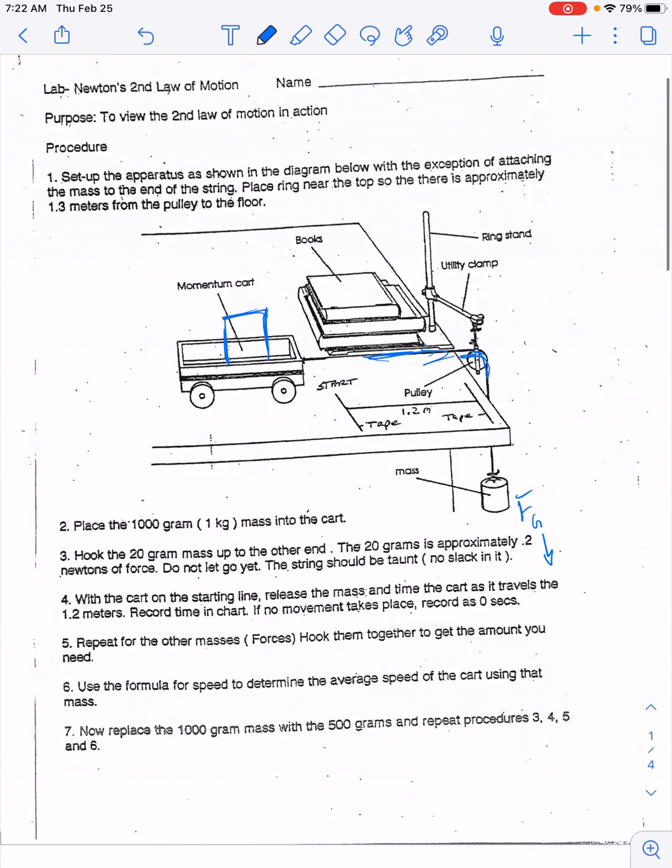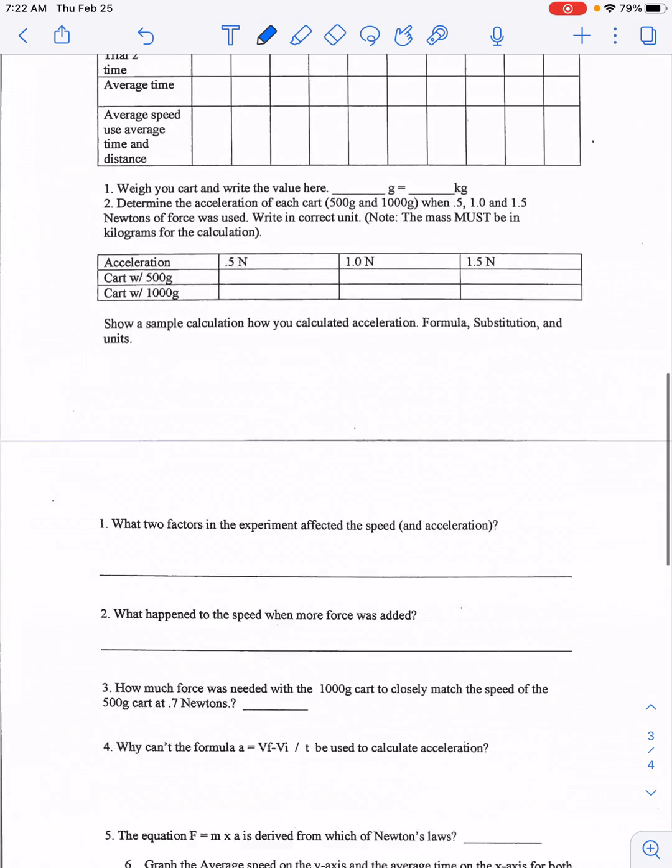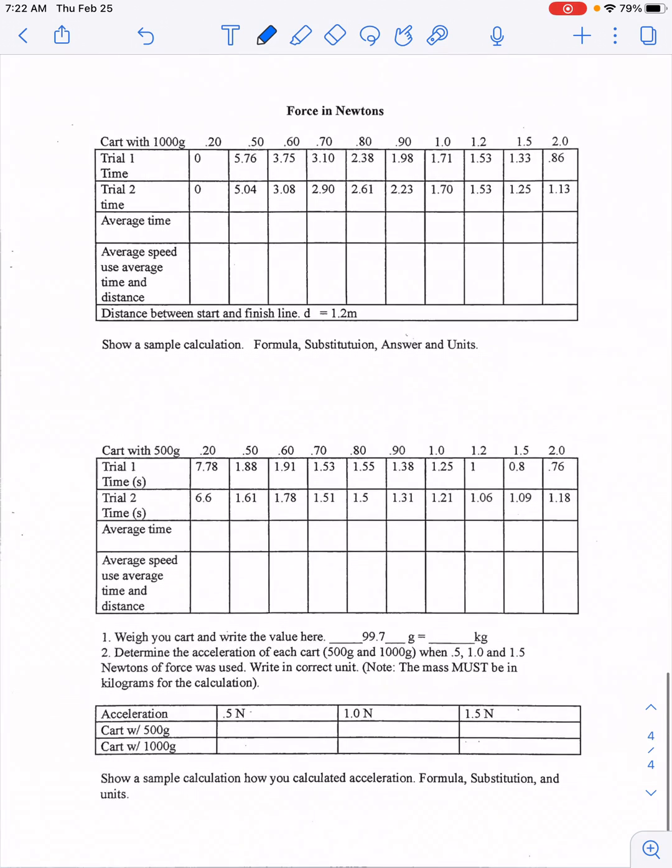So, a couple of things. I took data from the lab, and if you're absent and missing data, or let's say you didn't quite get all the way done with the data, you can use my data for today to finish the lab. But the big thing, we'll need to make sure that we're calculating all of these things right.